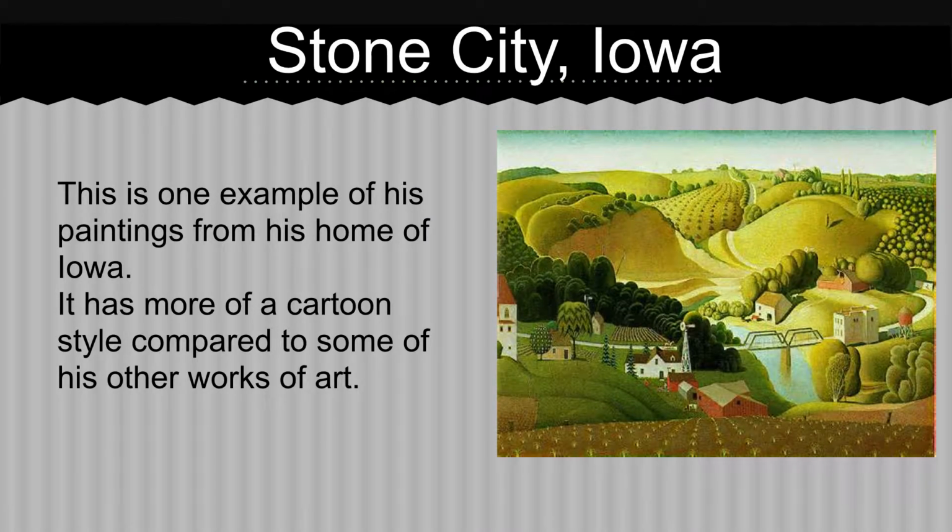This painting, along with many of his other landscapes, show more of a cartoon style than many of his previous paintings. He used bright and vibrant colors to show a positive outlook on life in rural America during that time. He also shows a great exaggeration with the many hills that are supposed to represent the American plains.